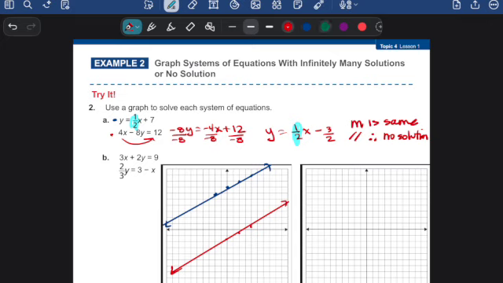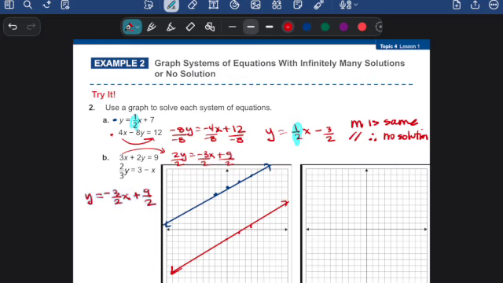All right, part B. The first one is in standard form. They're both not in slope-intercept form, but we can turn them into slope-intercept form. So let's just move the 3x over. So I'm going to do 2y equals negative 3x plus 9. Divide everything by 2. Okay. So our first equation is y equals negative 3/2 x plus 9 over 2.